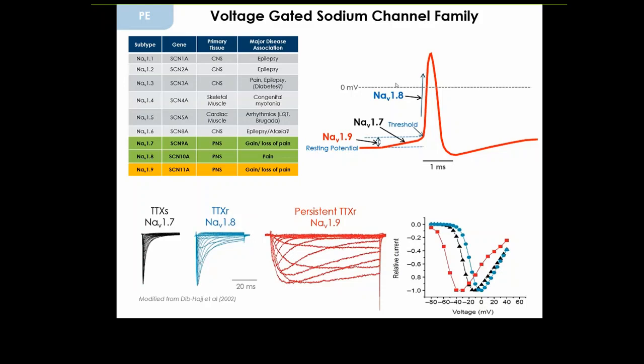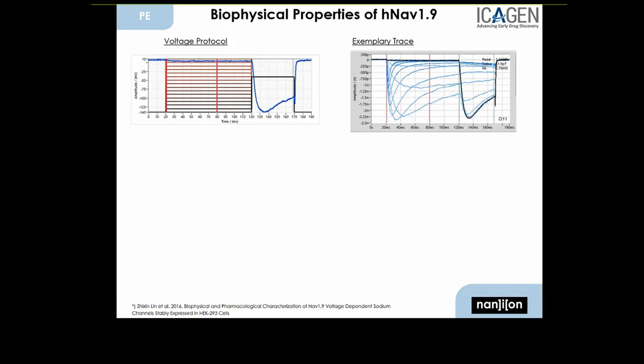So this is a kind of short introduction I'd like to give, and I would now like to start with some data. And the first slides I'd like to show are from NAV 1.9 channels, and it's actually slides that have been done together with Icogen. It's one of our customers, and I would like to say thank you to Icogen who were sharing the results with us and also provided us with a cell line.